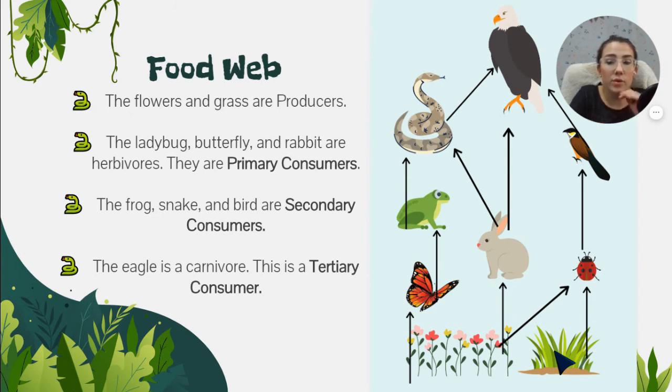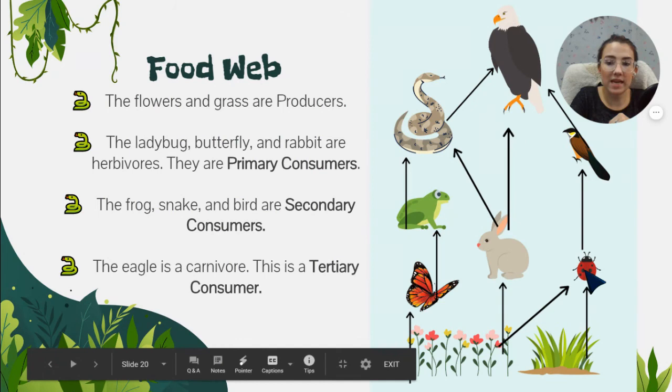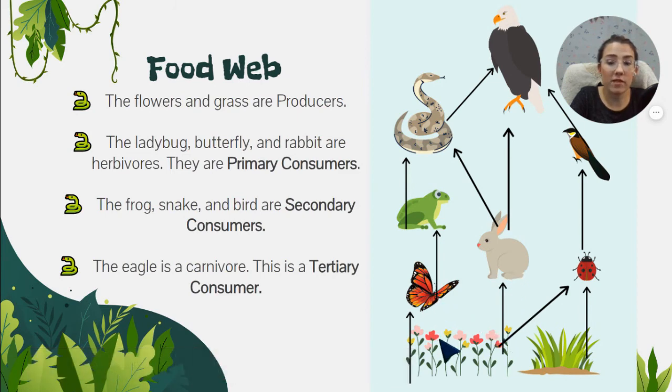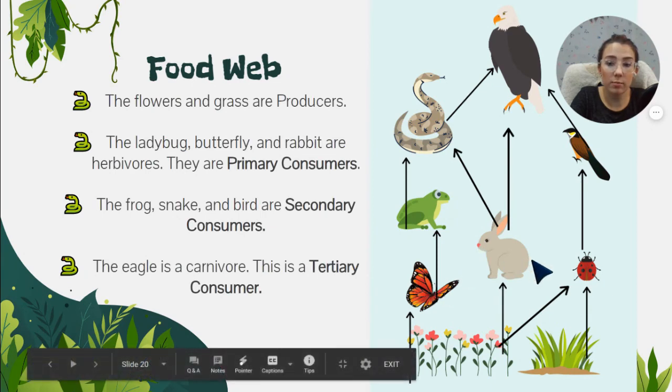Now, as we move up the line, you can see that we have our primary consumers who are first in line to consume. That's our ladybug, who can eat the flowers or the grass. She has a choice. The bunnies eating the flowers, and the butterflies are consuming from the flowers as well. These are primary consumers because they are eating the producers first.